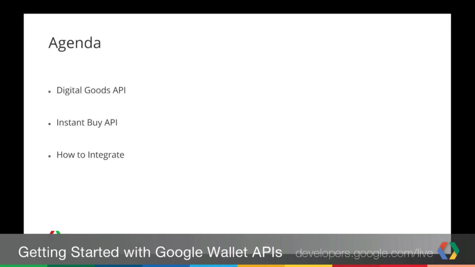Today I'll cover two APIs, the Digital Goods API and the Instant Buy API, and we'll look at various ways to integrate them into your applications or online store.